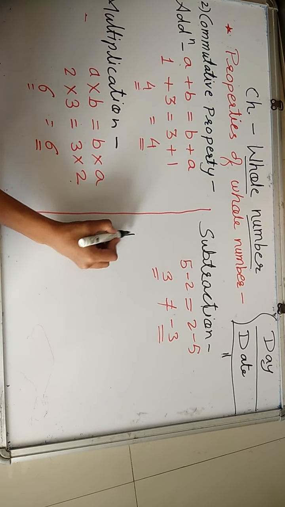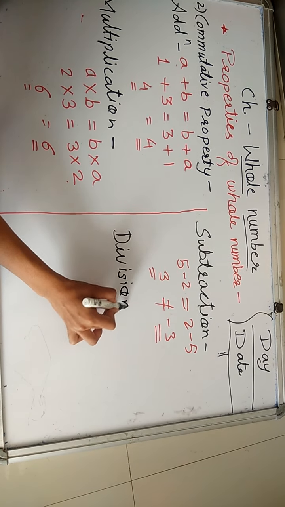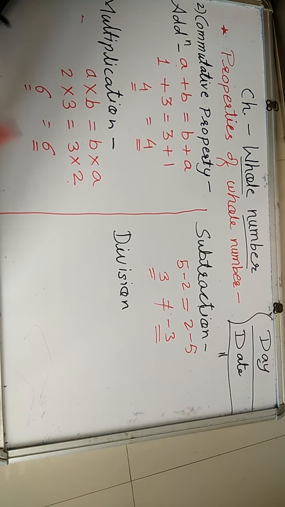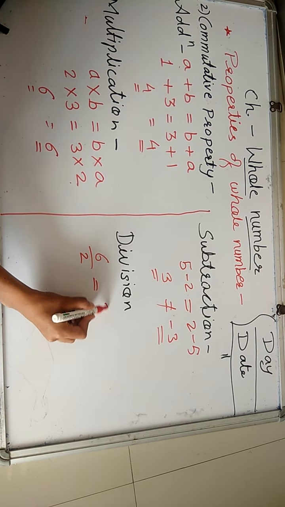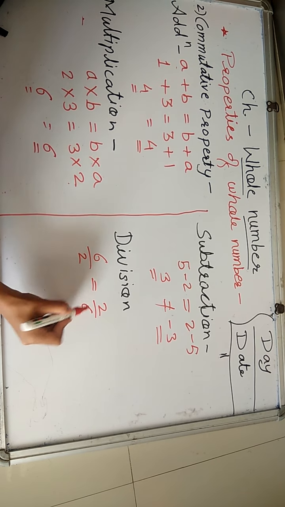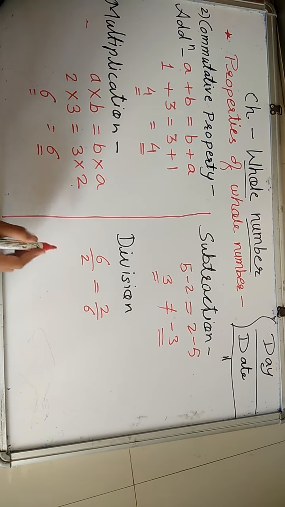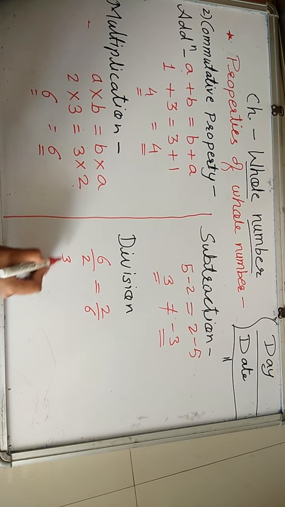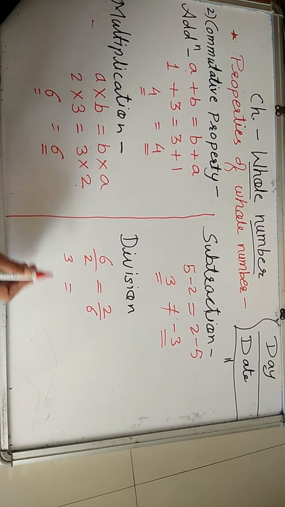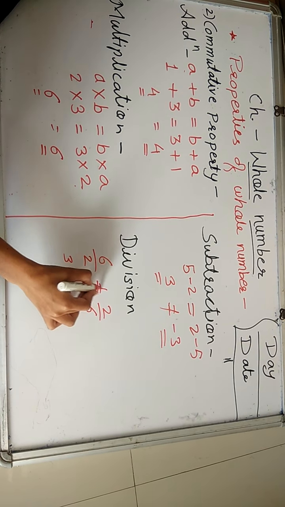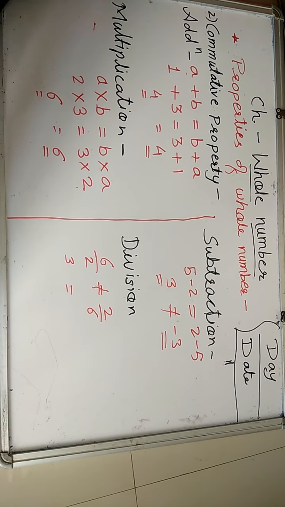Now for division. If you divide 6 by 2 and 2 by 6. If you divide 6 by 2, the answer will be 3. And if you divide 2 by 6, the answer will be in decimal. It means that this commutative property does not work for division.